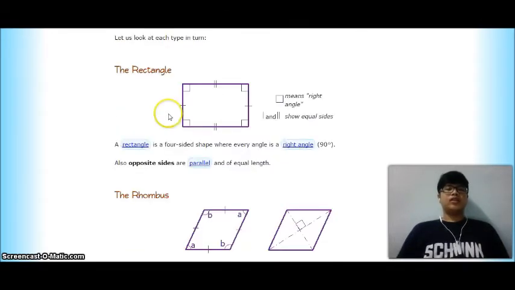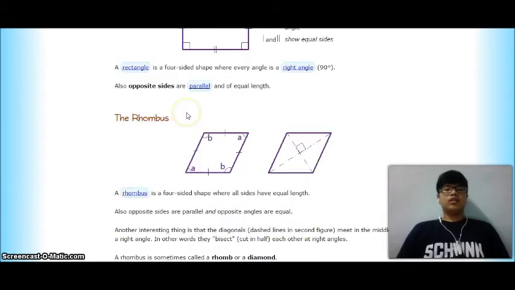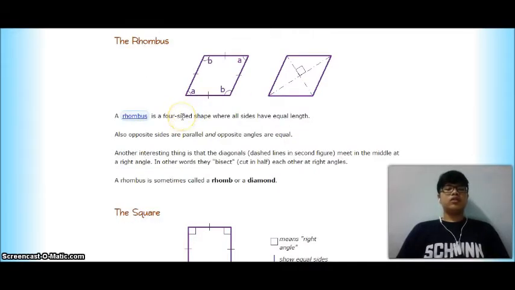The rectangle. Okay, the rectangle is a four-sided shape where every angle is a right angle, and then the opposite sides are parallel and of equal length. Okay, let's look at the rhombus. The rhombus is also a four-sided shape in which all sides have equal length, and also opposite sides are parallel and opposite angles are equal. But it doesn't have a right angle at each corner.